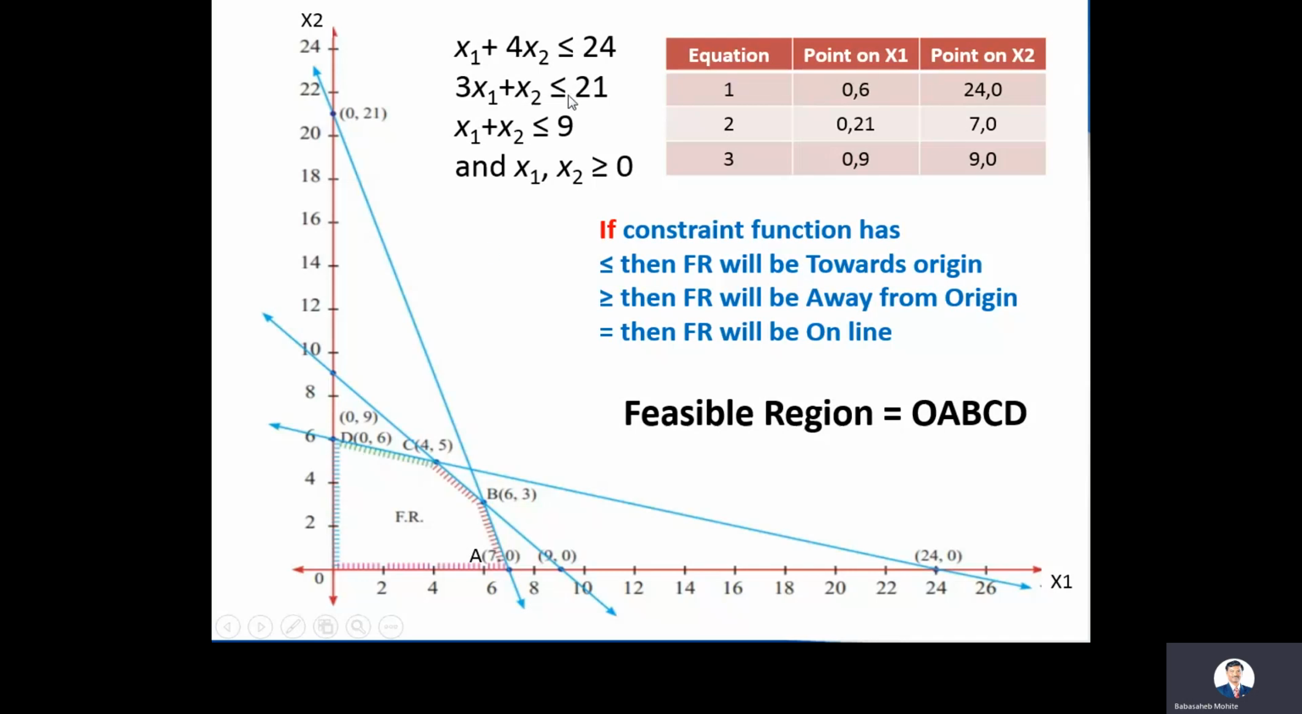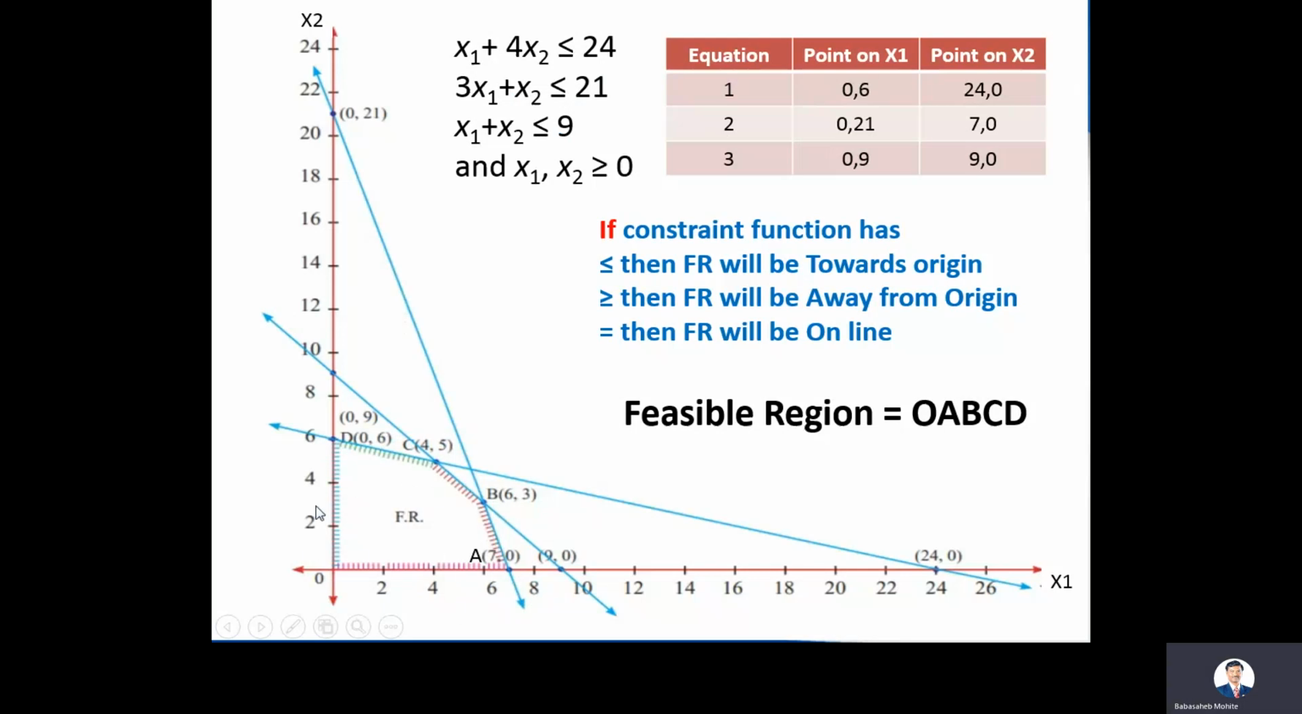Likewise, for the second line, all regions below the line or toward the origin are my feasible region. And the third line also contains less than equal to sign, so all regions below the line are my feasible region. Now you have to select the region which is common for all three lines, below all three lines. I got this as my feasible region, because this region is below all lines. So O, A, B, C, D is my feasible region.